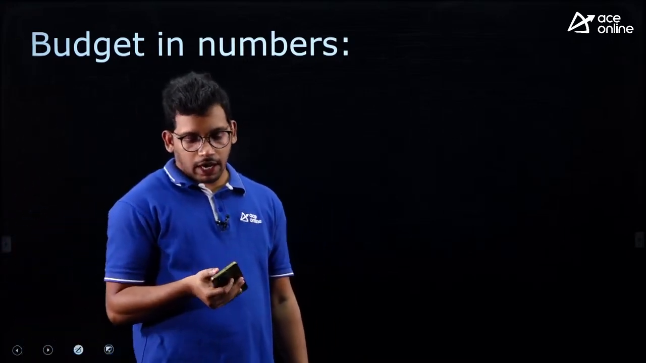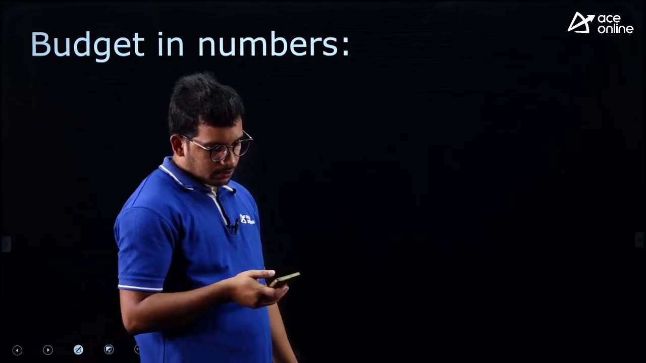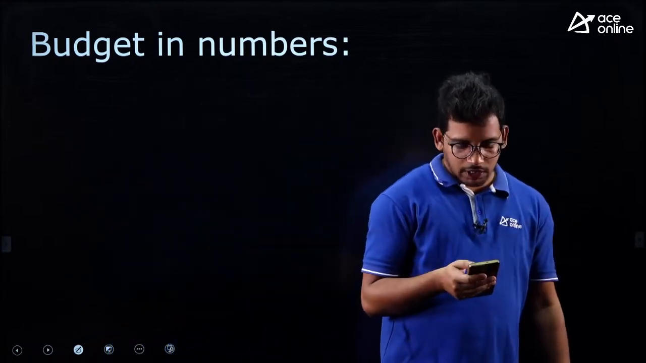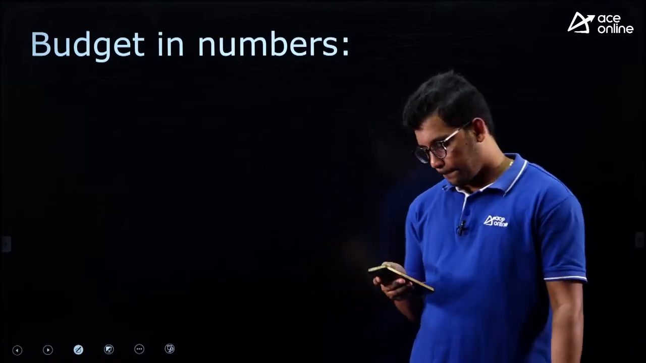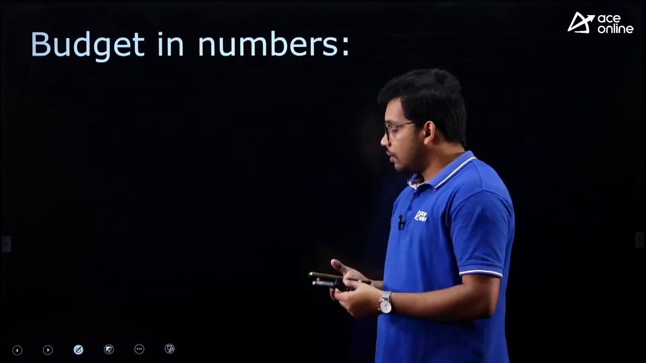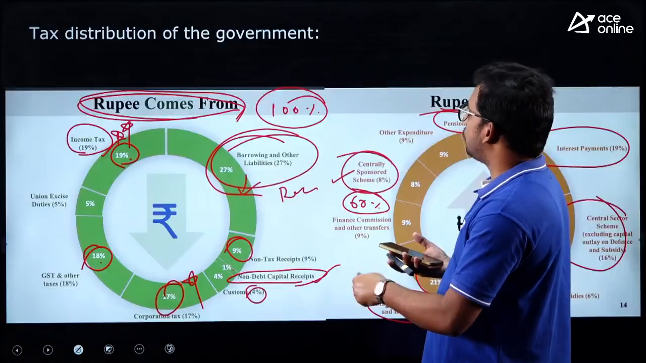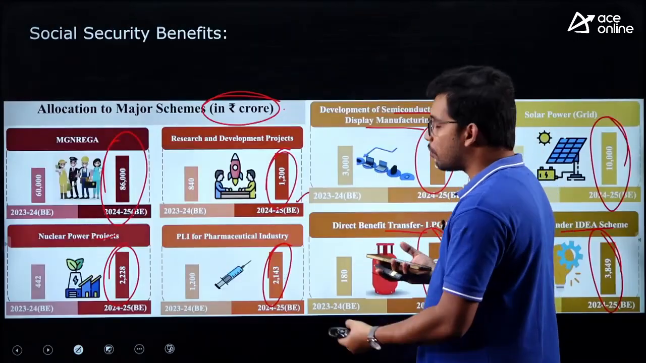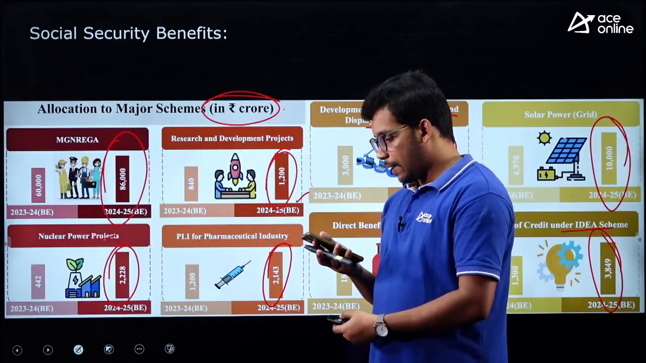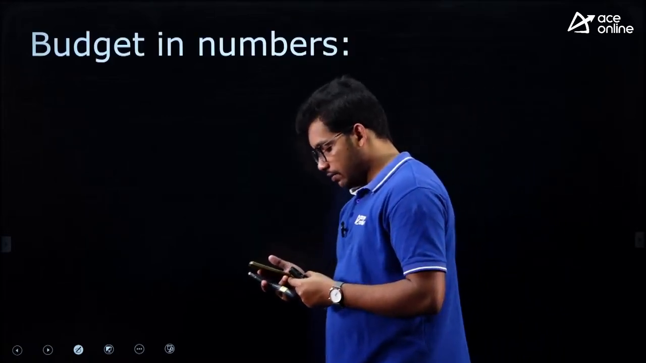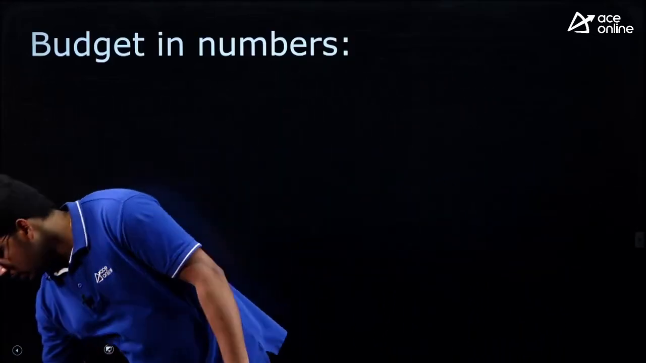Now we are moving to the last part of the budget. Please do confirm, is this clear? We have discussed the distribution of money by the government, where government is giving money. We are moving to the last part.